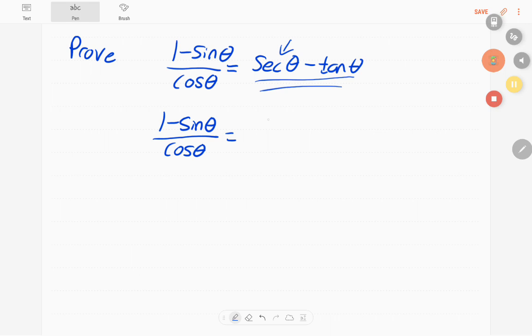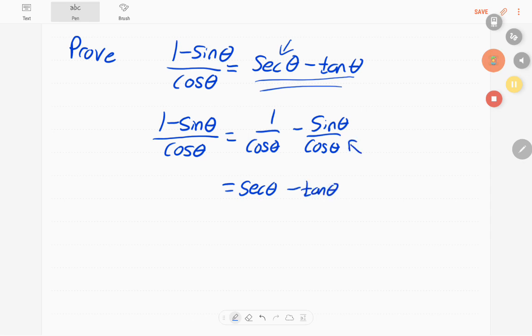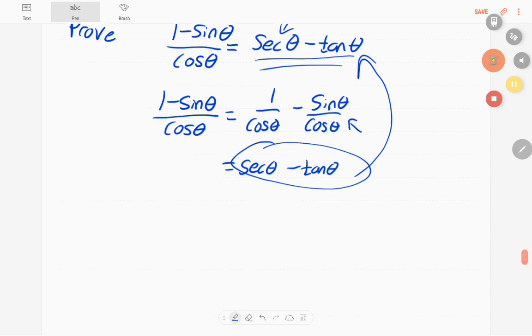cosine of theta. So I will rewrite it as 1 over cosine of theta minus sine of theta over cosine of theta. And now notice 1 over cosine of theta is really just secant of theta. This is really just negative tangent of theta. And look, that's what we wanted to prove. So we're done. So sometimes you get really lucky. Other times it might be a little more of a challenge.